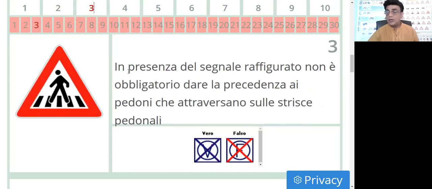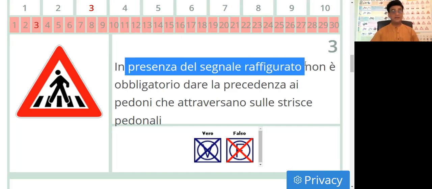This is vero. Now, any sign that is a triangle and red and it's facing towards the sky, like, oh God, help me, it's a danger sign. And it usually tells you 150 meters before any danger. What is the danger here? There's a zebra crossing. People might be crossing. This sign comes 150 meters before, so you have enough time to reduce your speed.